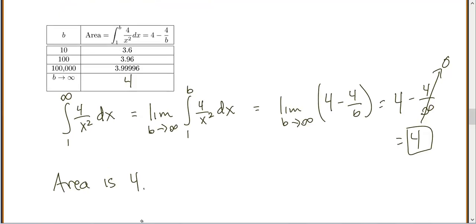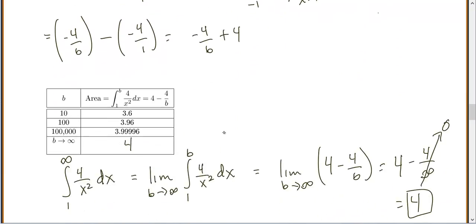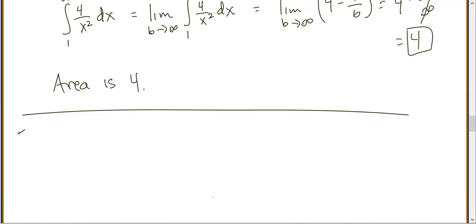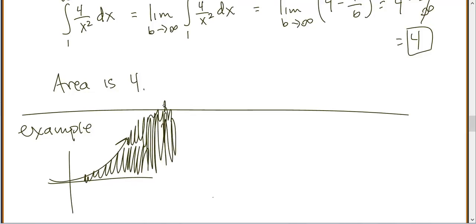Now some areas, like this, because my line went down and the line's going to get closer and closer to 0, I can find this area underneath it. There are some times you might have an example that looks like this. And let's say you're trying to find this area from here all the way over to infinity. Do you think you could find that? No, because it's just going to keep getting bigger and bigger, and no matter how far we go, it's going to get bigger and bigger. So this area can't be found because it would be infinitely big.